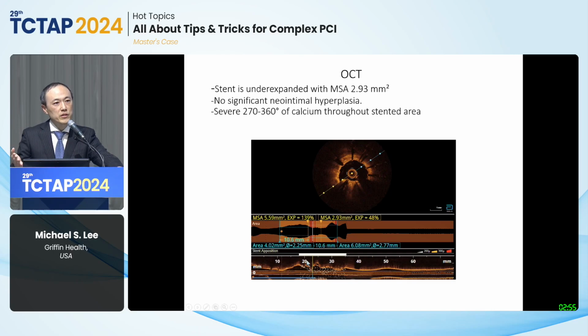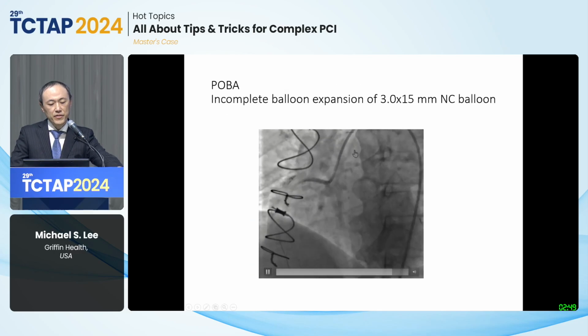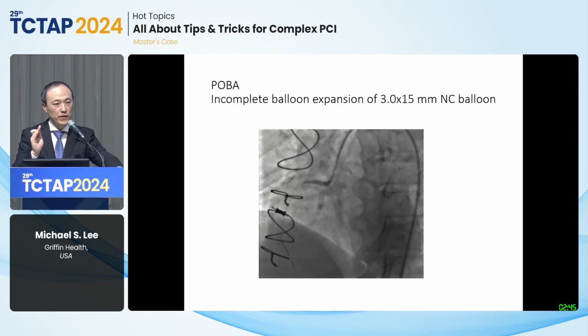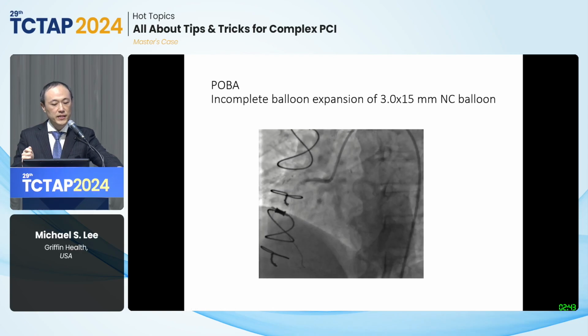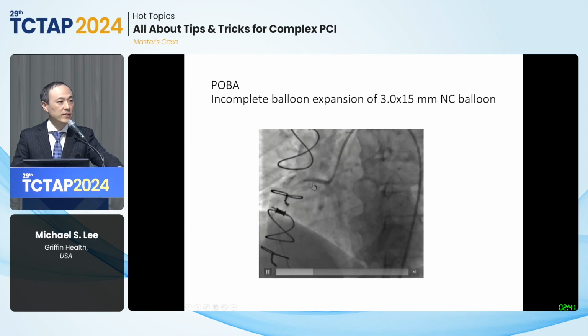So what are some options? We could do high-pressure balloon inflation. We could do rotational atherectomy. So initially, I thought let's just give it a try. Let's try an NC balloon at the correct reference vessel. We used the 3.0 by 15 NC. You can see there's still a balloon that does not profile.